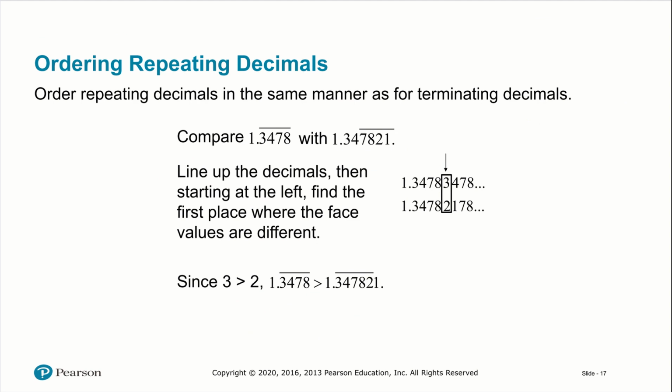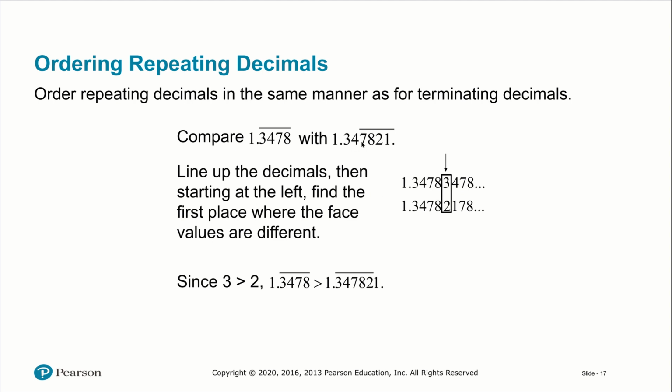All right, now we want to look at ordering repeating decimals. Well, we do it in exactly the same way that we did it for terminating decimals. Remember, we want to write them out. Of course, in this case, you want to definitely expand the bar at least a few times, and put them one under the other. So here we have 1.3478 with a repeatant of 3.78. So it's 1.3478, 3478, etc. So I line this one up right underneath, and I put 1 point.